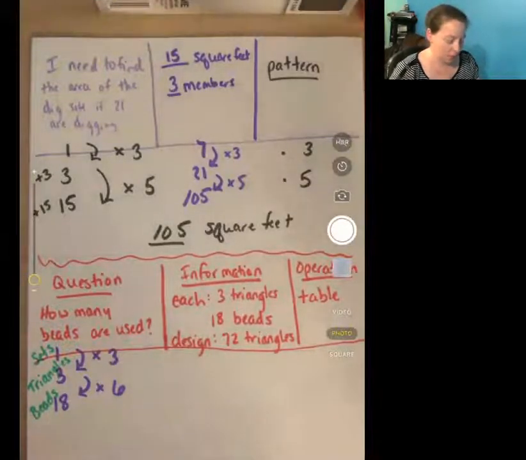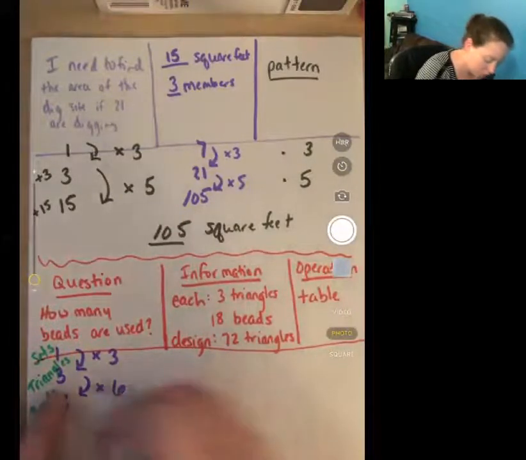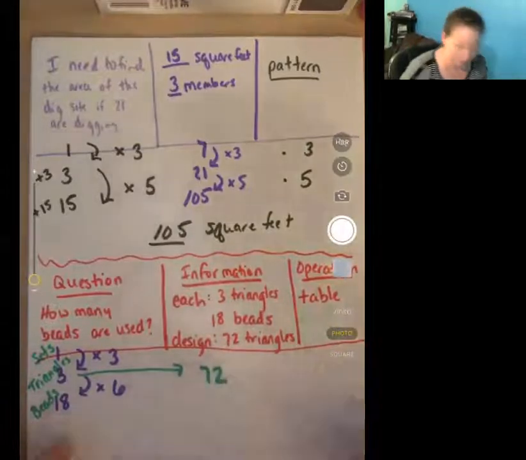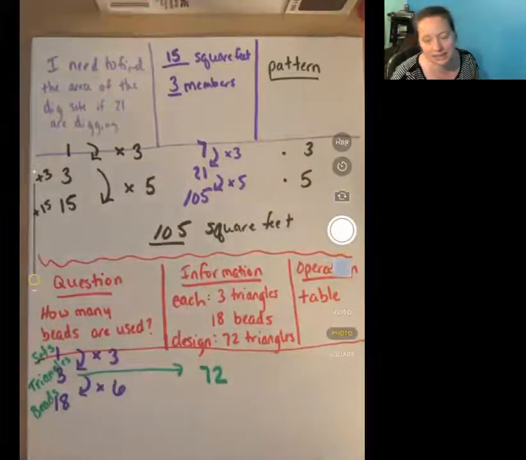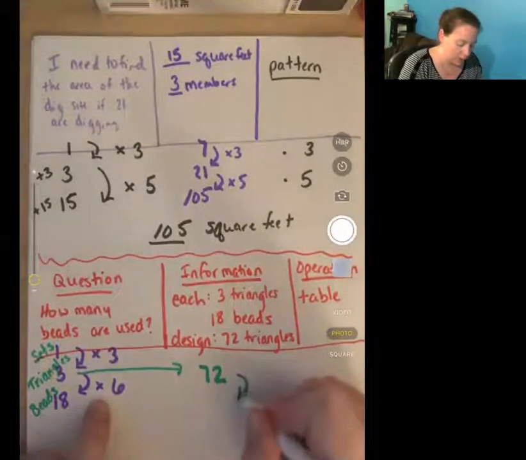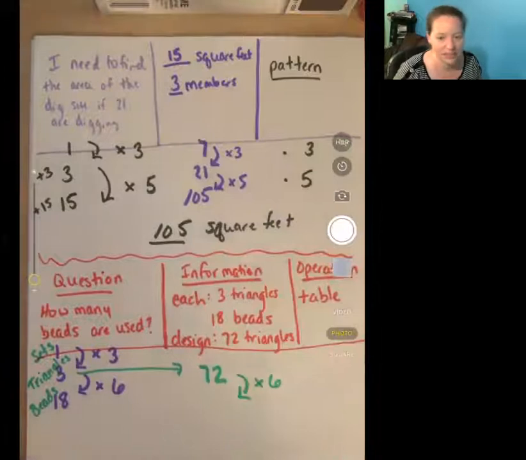All right, so in this case, our design has 72 triangles, which means the 72 goes in the same line as the 3. I do not know how many sets I have, and I do not know how many beads I have. But our question doesn't ask about how many sets I have. It only asks how many beads do I have, which means all I need to do is go down to beads, and that says it is times 6. So 72 times 6.